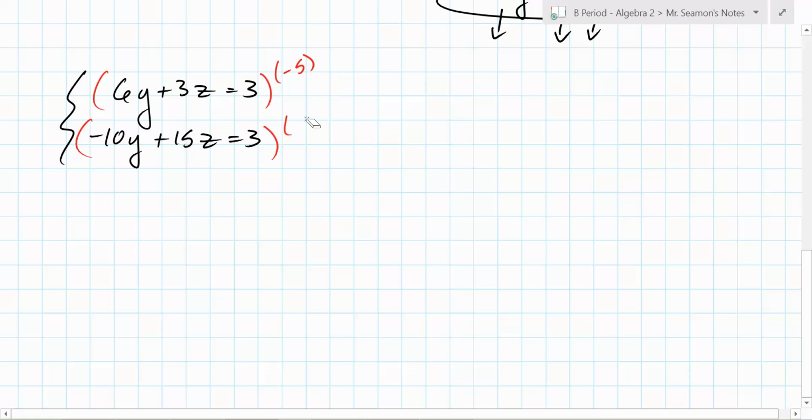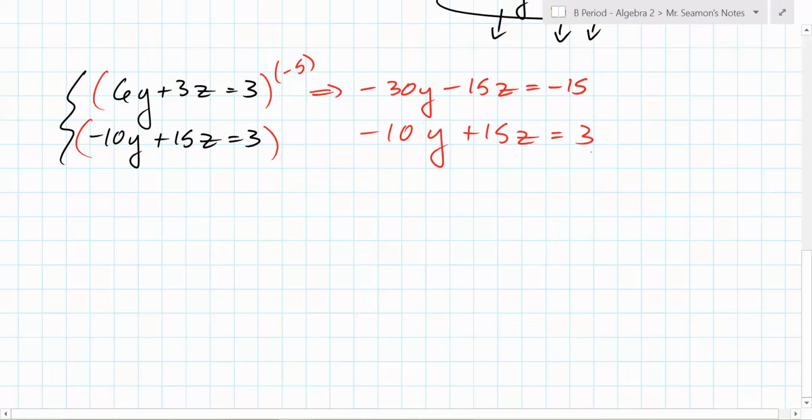Oh, do we need to? I like that. You don't need to. That's nice. So what does that become? Negative 30y minus 15z equals negative 15, and negative 10y plus 15z equals 3. Why did we do that? What's the number that's really nice? The 15s. Why are those 15s really nice? You get to cross them out when you add them together, exactly. So when I add these together, what do I end up with?